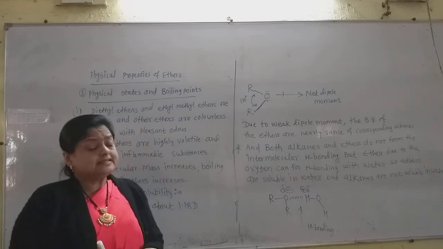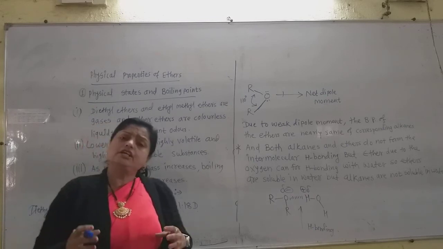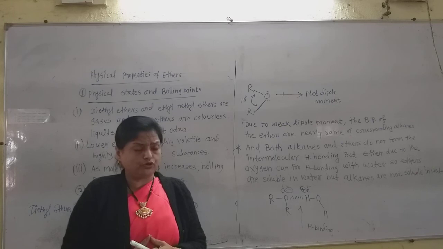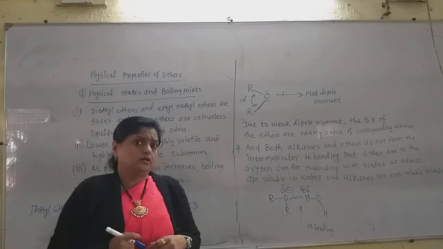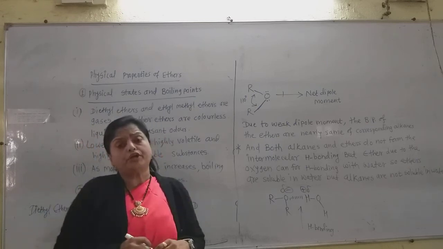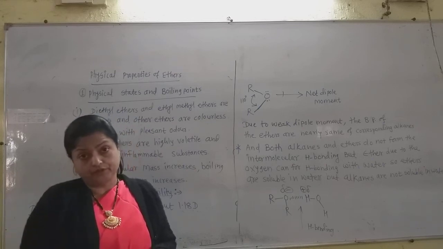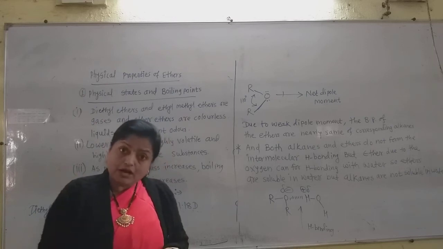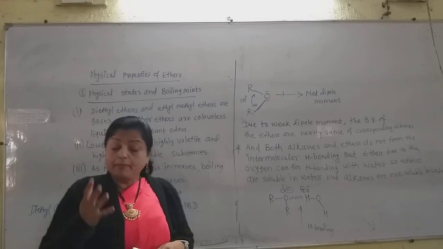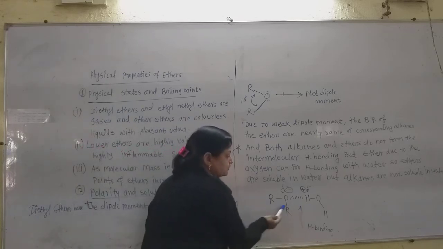If we compare the solubility of ethers and alkanes, both do not have intermolecular hydrogen bonding. But alkanes are insoluble in water, while ethers are soluble. Why? Give reason. Why are ethers soluble in water? Though ethers do not have intermolecular hydrogen bonding among their own molecules, they can form intermolecular hydrogen bonding with water molecules in this way.